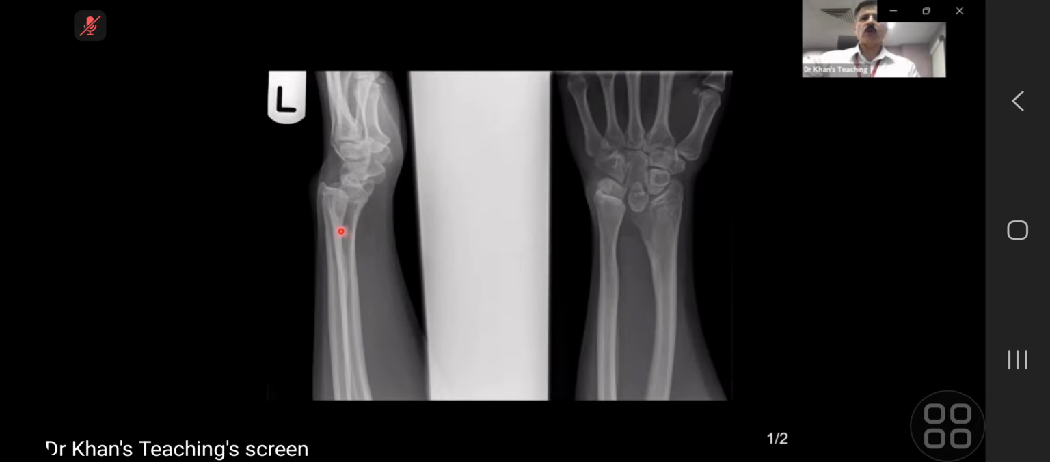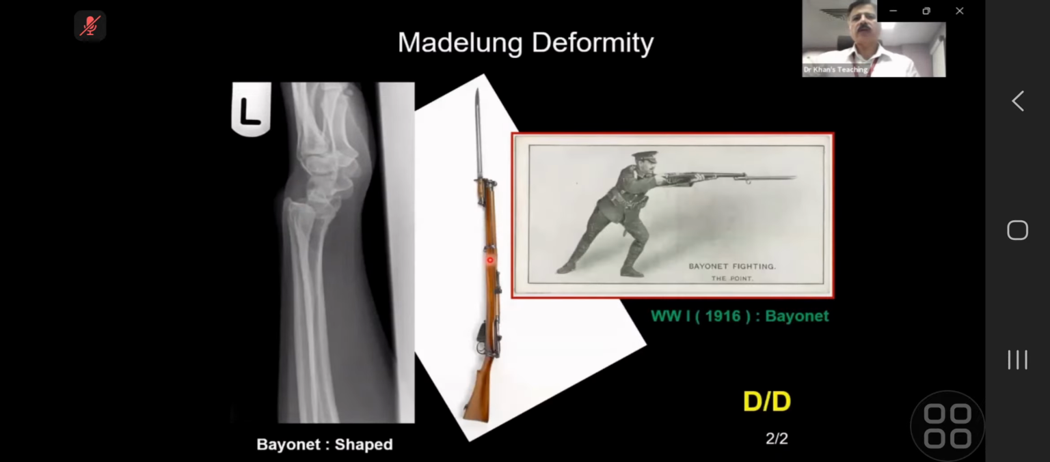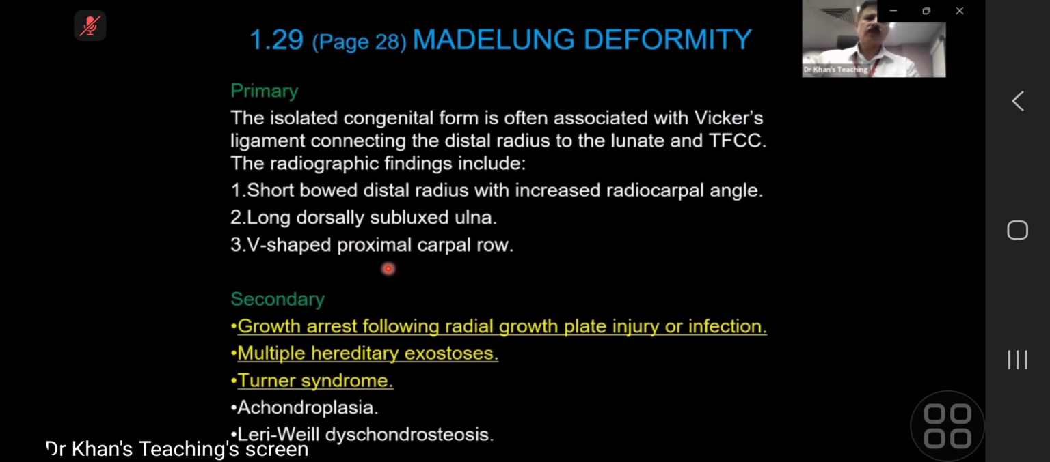I warn you that an examiner can actually start with this lateral film. And this is what we call the bayonet deformity. This is a bayonet as on the rifle. So it can also happen that you might be given the lateral film as the first film to diagnose it. There is a bit of differential diagnosis.